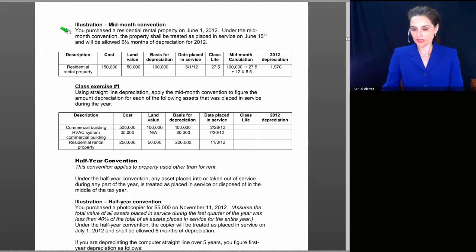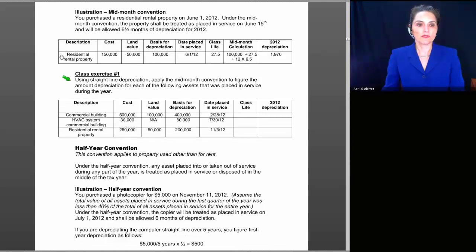You purchased a residential rental property on June 1, 2012. Under the mid-month convention, the property shall be treated as having been placed in service on June 15 and will be allowed 6.5 months of depreciation for 2012. So here we have the residential rental property. We have the cost of the property at $150,000. And remember the all-important rule, which is that land is never depreciable. Therefore, whenever you purchase real estate, the first question you should be asking yourself is, okay, what's the land value? Because I need to subtract that out. So in this situation, land is $50,000, the property cost is $150,000, so the basis for depreciation will be the difference between those two numbers, $100,000.